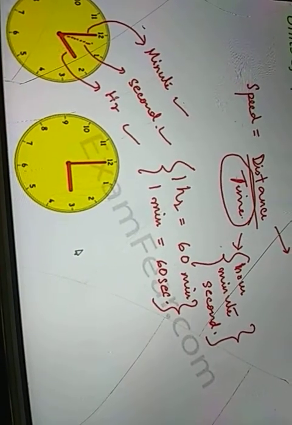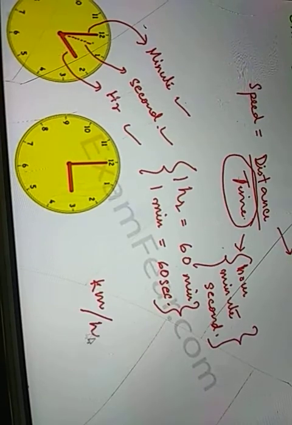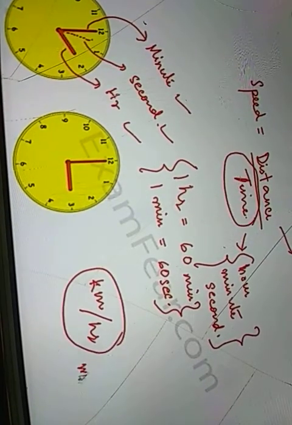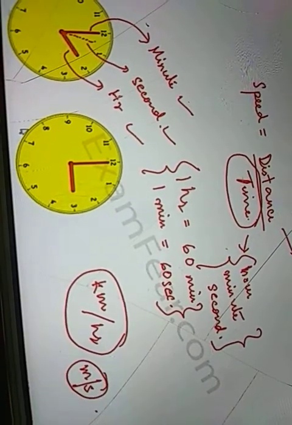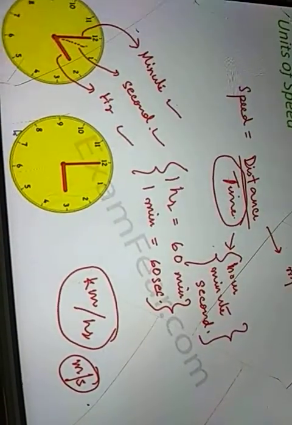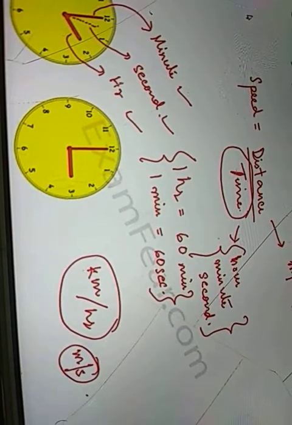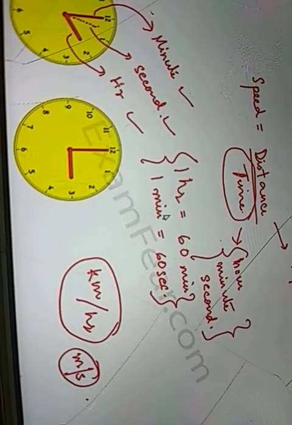Therefore the commonly used units of speed are kilometer per hour or meter per second. These are the most commonly used units of speed. And we can convert the units, like we can convert meter per second to kilometer per hour. We can also convert kilometer per hour to meter per second.